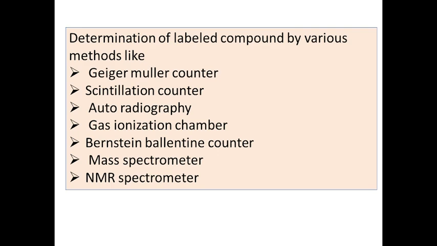It is made up of a metallic tube, and that metallic tube is filled with gas. The gas is at a high voltage range of multiples of 100 volt. So high voltage gas is filled in the metallic tube, and it detects the alpha, beta and gamma particles. So all the alpha, beta and gamma radiations which are produced by this label compound are detected by this Geiger-Müller counter.